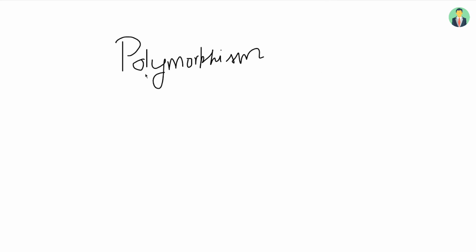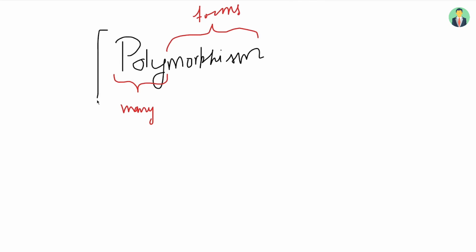In this video we will be learning about polymorphism. So let's understand what this means. Poly means many or multiple, and morph means forms. So polymorphism would literally just mean many forms. It means something that can change and take various forms.